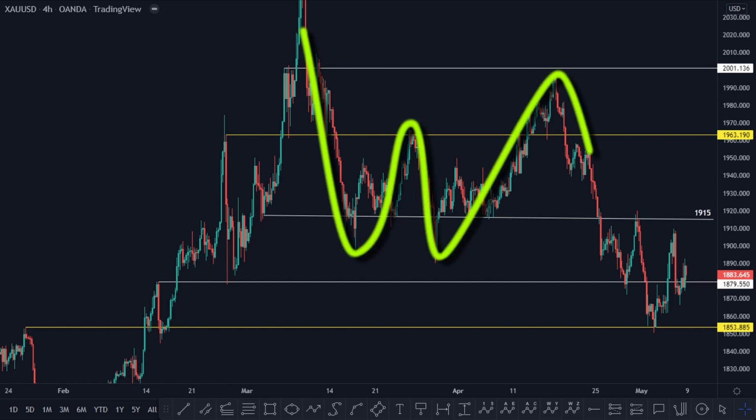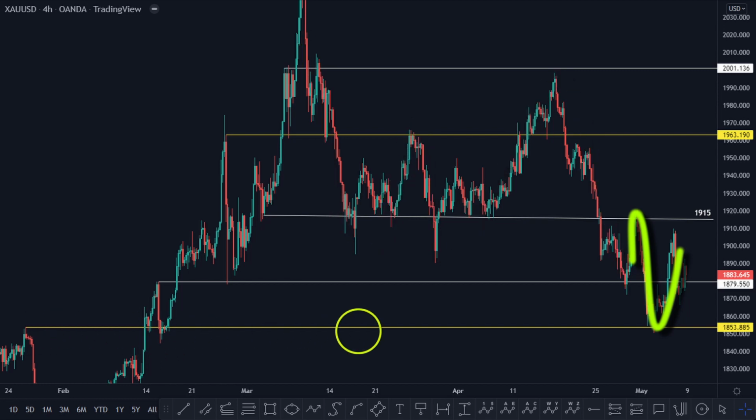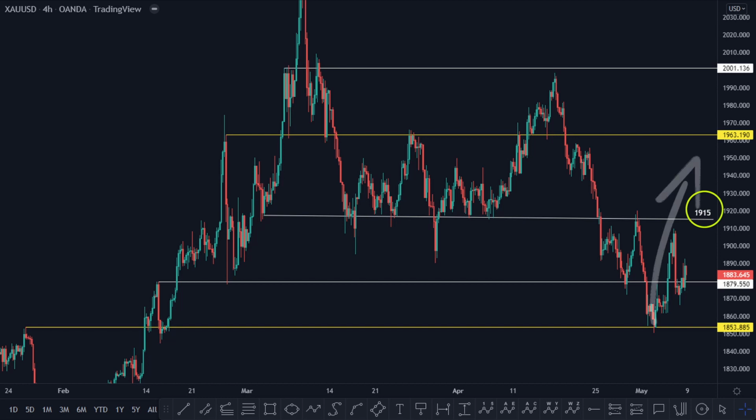This is H4 time frame of gold. Price had made bottom at previous resistance 1853. It has breakout above 1880 resistance and next target is 1950. If price goes above 1915, then it will be first confirmation for bullish trend, and after that they will target 1963.